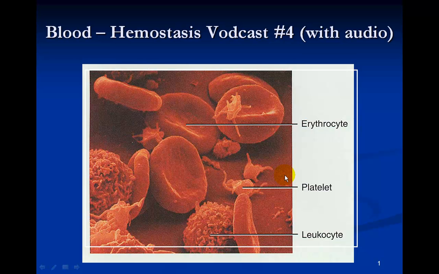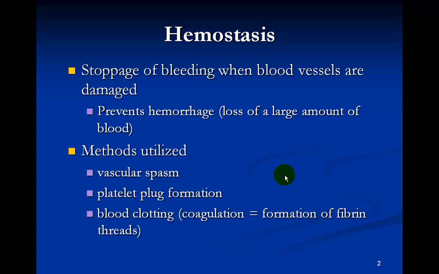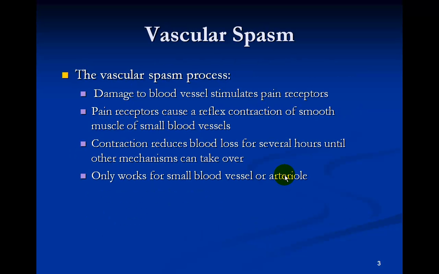Well, welcome to our podcast number 4 with audio this time, hemostasis. Well, hemostasis is a stoppage of bleeding when blood vessels are damaged. And the whole purpose of this is to prevent hemorrhaging, which is a loss of a large amount of blood. The methods utilized in hemostasis are vascular spasms, platelet plug formation, and then actual blood clotting. And this is the formation of fibrin threads which hold the platelet plug in place.